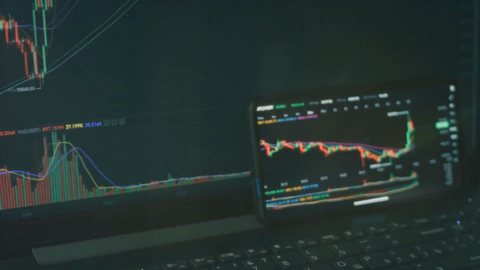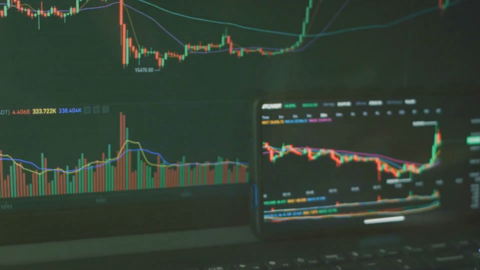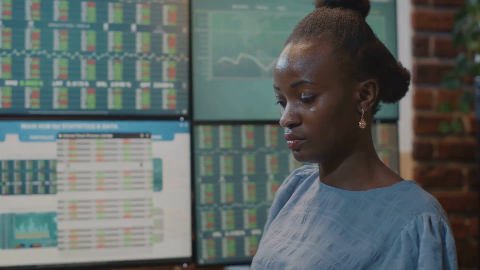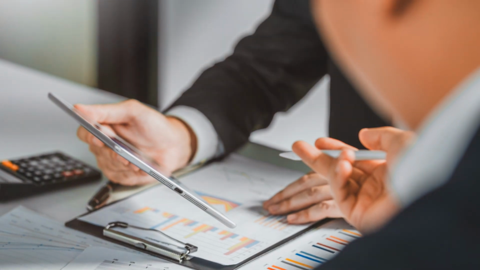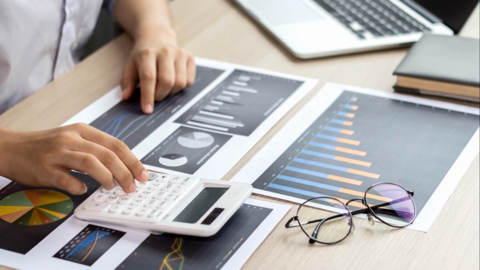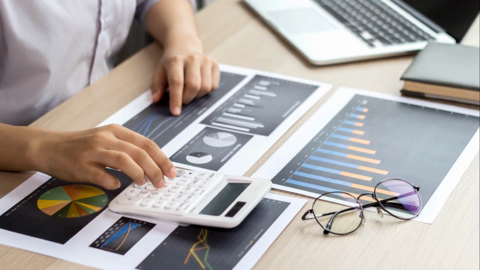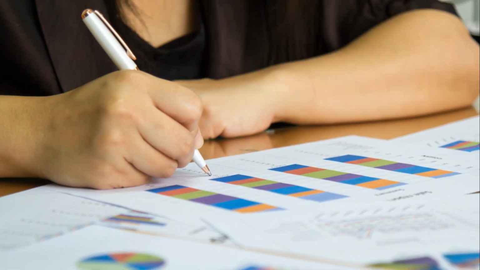Return on equity, or ROE, measures a company's profitability by comparing net income to shareholders' equity. A higher ROE indicates that the company is efficiently generating profit from its equity. For example, if a company has a net income of $200,000 and shareholders' equity of $1 million, the ROE is 20%.